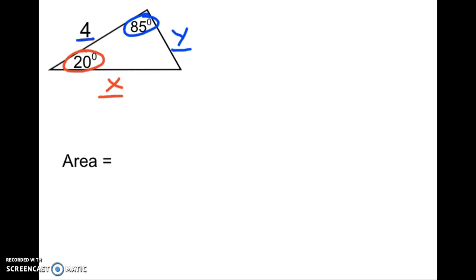So, since the 4 is over here, and we do not have the angle opposite the 4, we need to calculate that first. So remembering that interior angles of a triangle add up to 180, if we subtract the 20 and the 85 from 180, we should quickly come to the conclusion that the missing angle is 75 degrees.